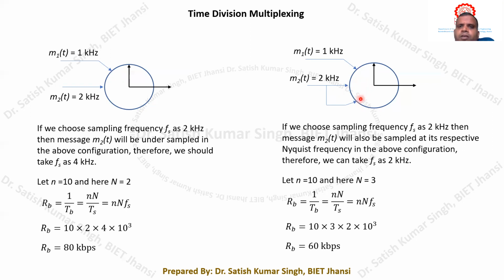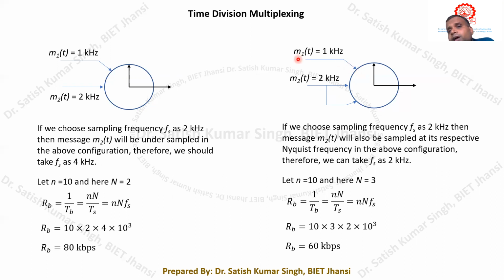It means that for the message signal M2(t), we are going to take 4000 samples per unit time, because it is connected twice in this particular configuration. So in this way we are going to collect 4000 samples per unit time from the message signal M2(t), and here we are going to collect 2000 samples per unit time from this particular message signal M1(t).